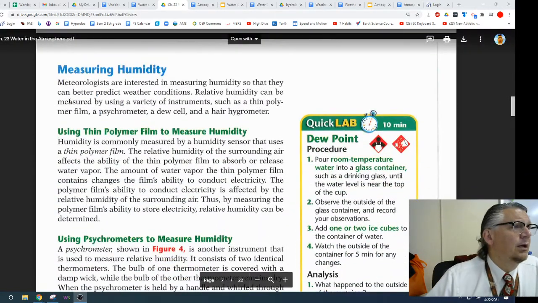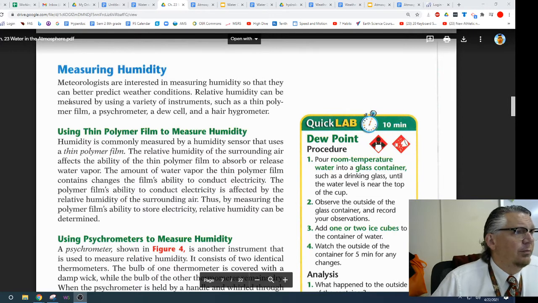Measuring humidity. Meteorologists are interested in measuring humidity so they can better predict weather conditions. Relative humidity can be measured by using a variety of instruments such as a thin polymer film, a psychrometer, a dew cell, or a hair hygrometer.